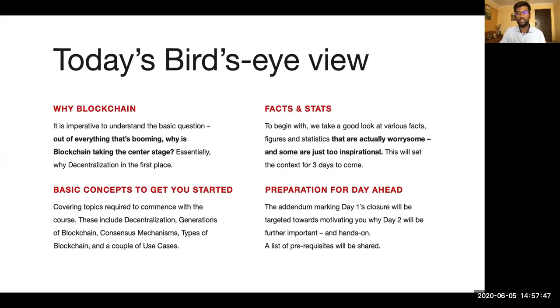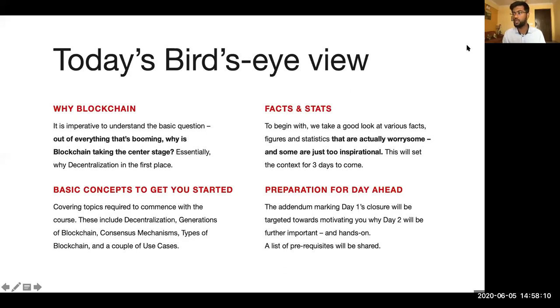All right, so going ahead, today's bird's eye view. First, we'll take a look at, as I've already told, why blockchain? The main question, because what people have usually faced a problem with is that people are unaware of why such a technology came into place, why decentralization came into place, right? So that is something we'll take a look at.